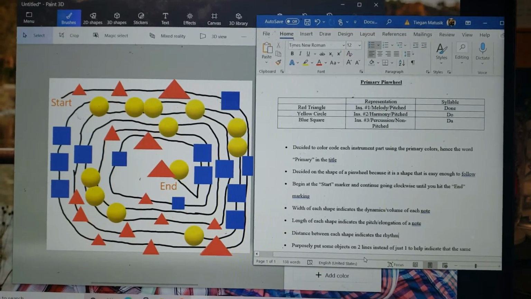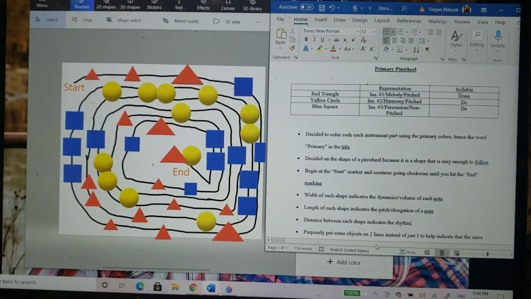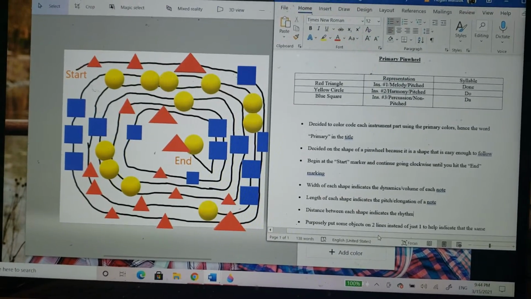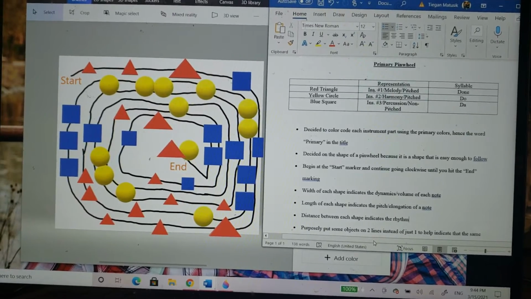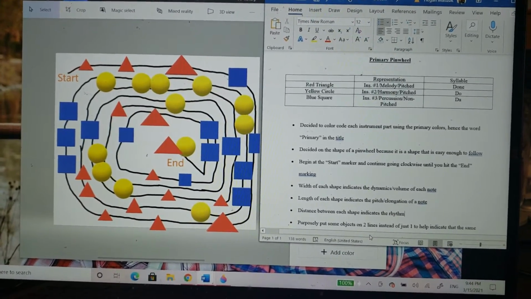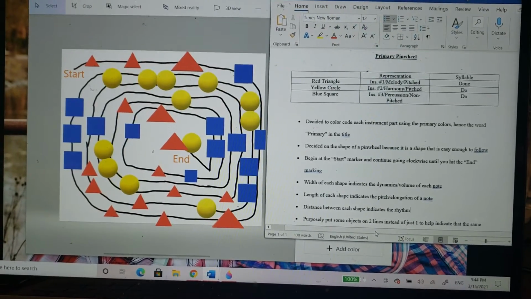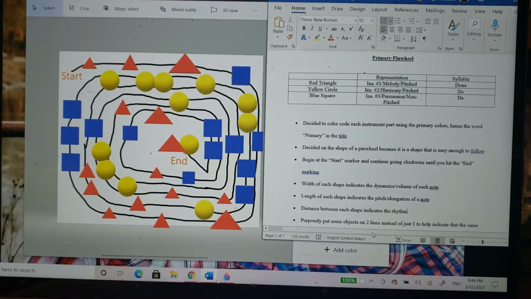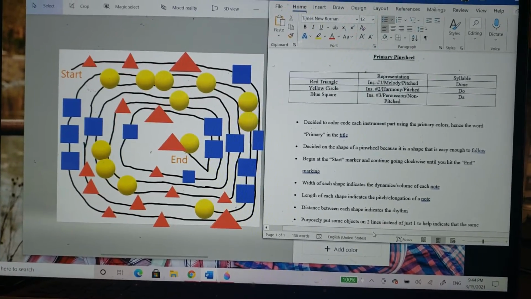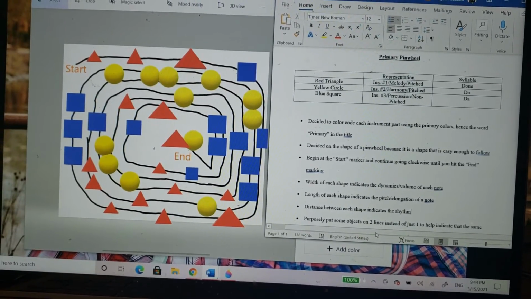The red triangles you see would represent the first instrument part or the melody. And I would plan to use a pitched instrument for this one. The yellow circles would represent my second instrument part or the harmony. Also using a pitched instrument.